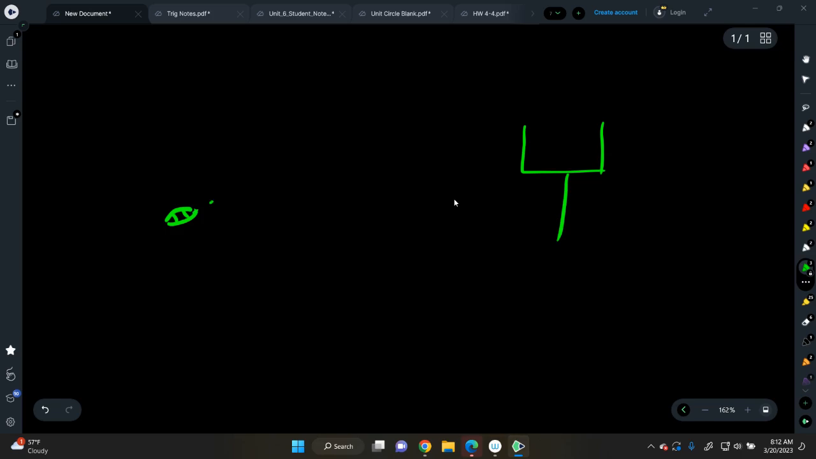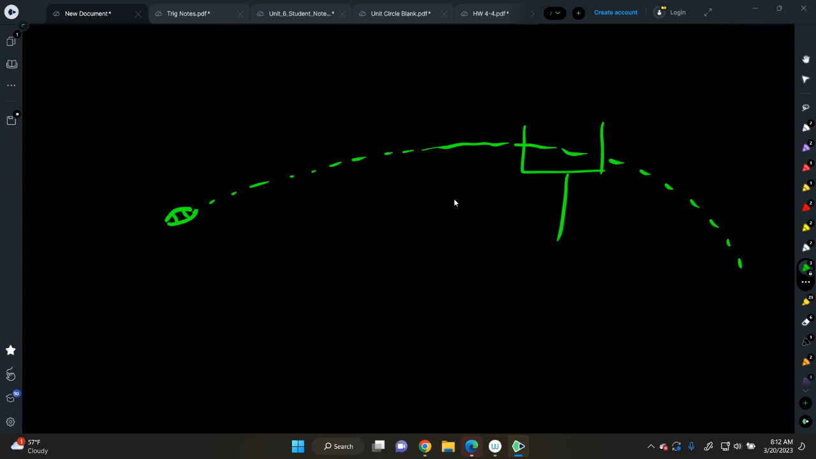Okay, so we kick our football, right? Okay, that's not a very good projectile. It's not going to drop off quite like that. But anyway, when we kick a football, we have both a vertical motion and a horizontal motion. Now, the angle that we kick the ball at is going to determine how high that ball goes, right?